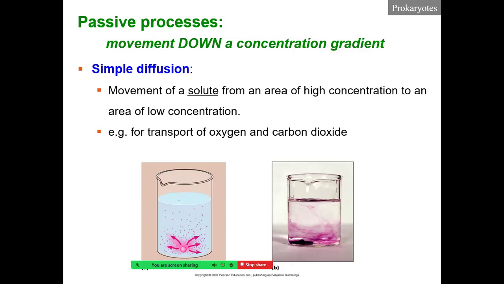Simple diffusion is just the movement of a solute from areas of high concentration to areas of low concentration. You'll note simple diffusion does not require a membrane. It can occur across the membrane, like oxygen and carbon dioxide move across the cell membrane, but putting a drop of dye in the water, the dye will diffuse from areas of high concentration to areas of low concentration. And obviously that's not across the membrane.